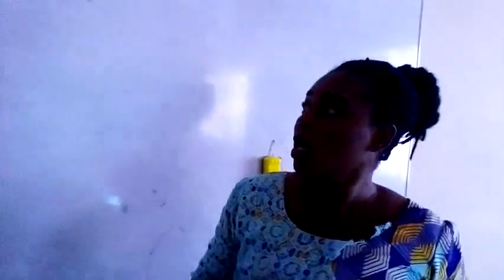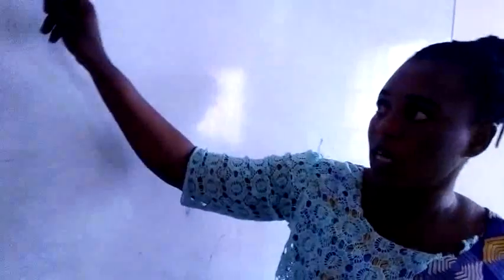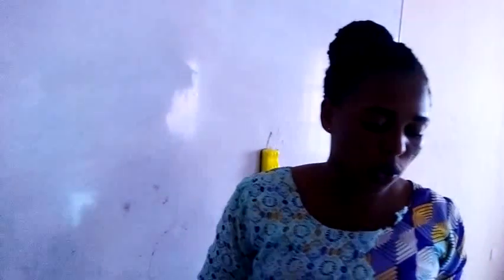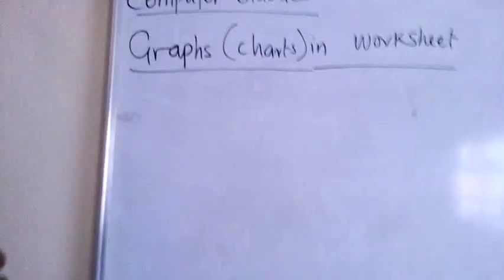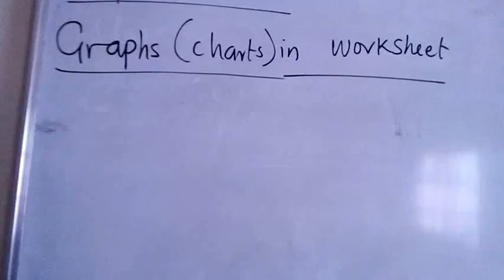Remember I said graphs can also be referred to as charts. I have said that a graph is a diagram showing the relationship between varying quantities. It is also a diagram used to indicate the relationship between two or more variable quantities. We are going to go further in this lesson, but before I go further, let me write out the definition of a graph.